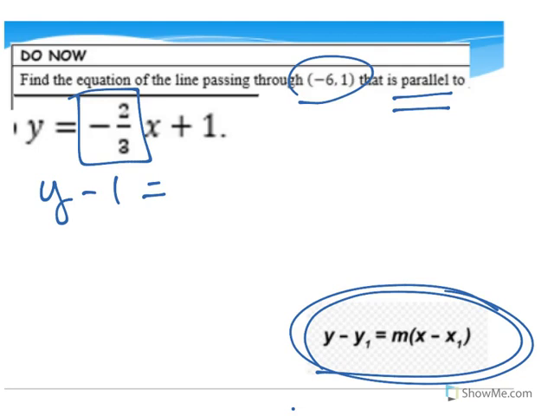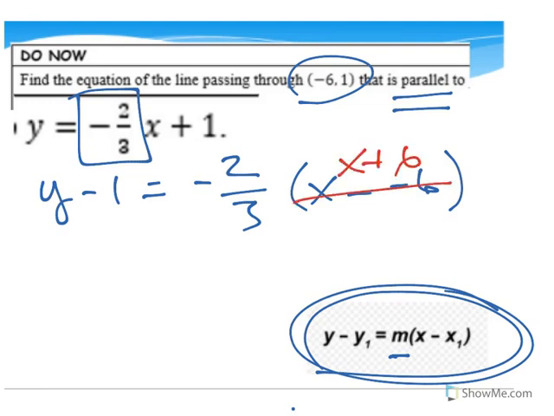So it should be equal to negative 2/3, which is my m right here, times x minus x1, which in this case is negative 6. Remember, this first minus is part of the formula. This, of course, would then become x plus 6. So that goes away. After we distribute, I'll add this positive 1 at the end, and we can add it to the right side of the equation momentarily.